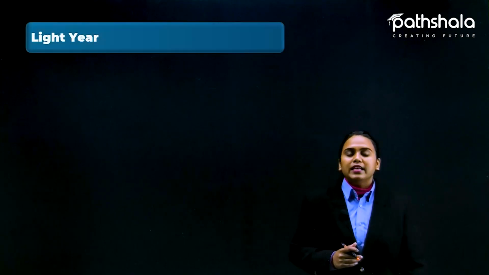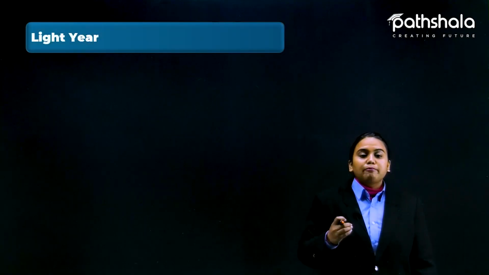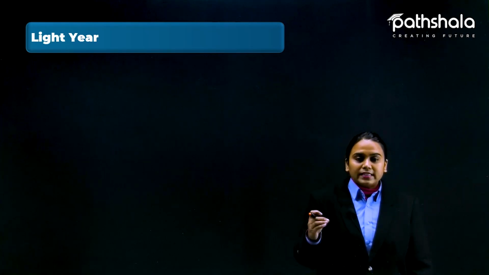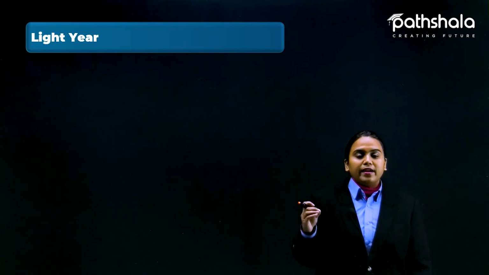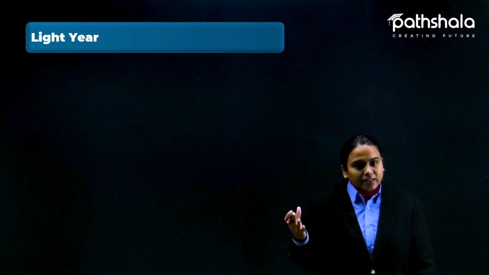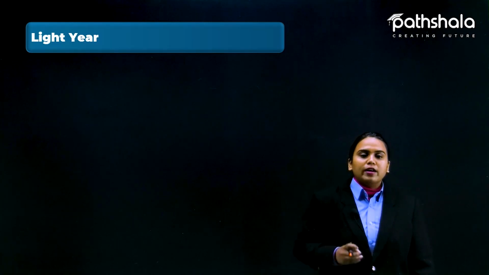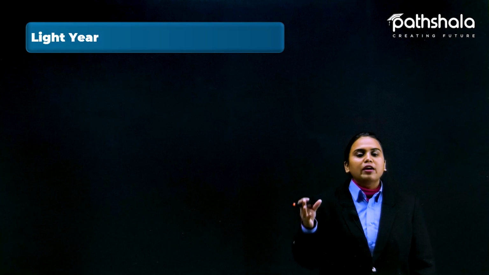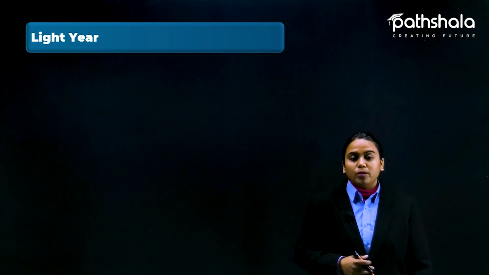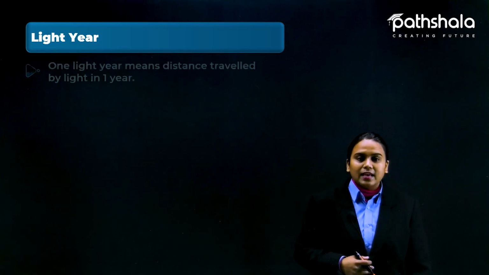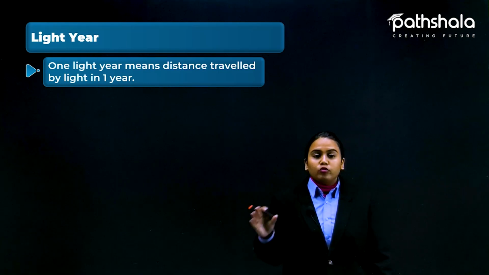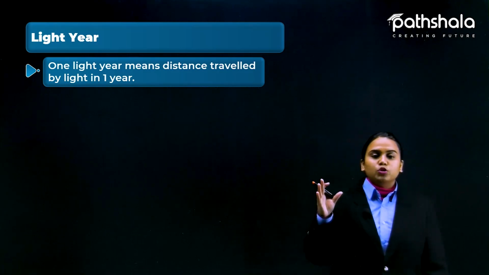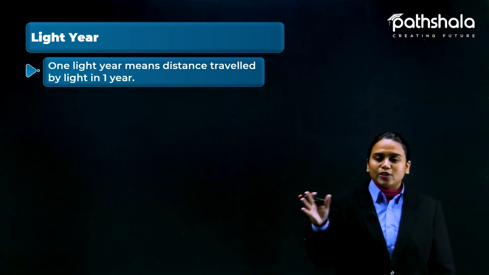So here comes the light year. Light year is a measurement that is used to measure the distance from one galaxy or one celestial body to another celestial body in space. Do not confuse it with a speed or anything else. It is actually a distance.